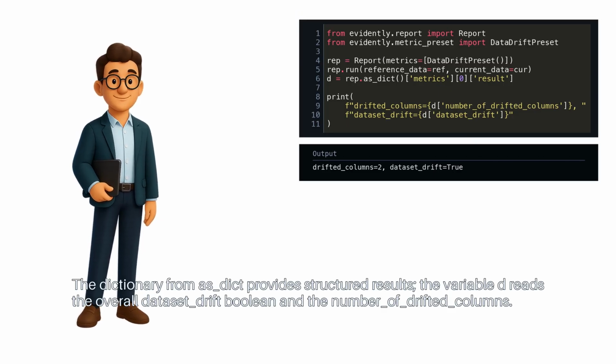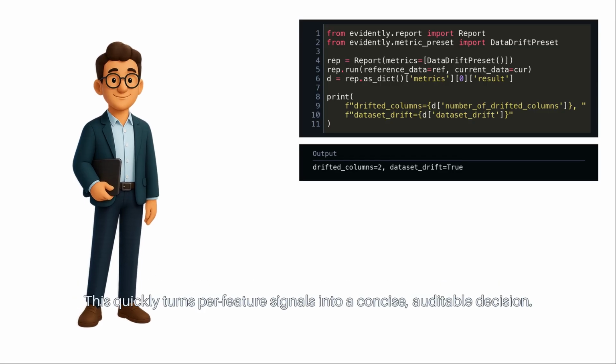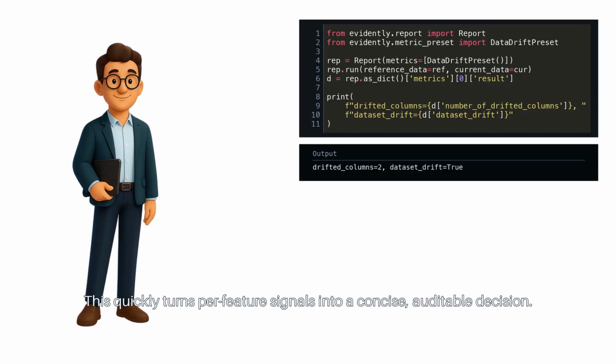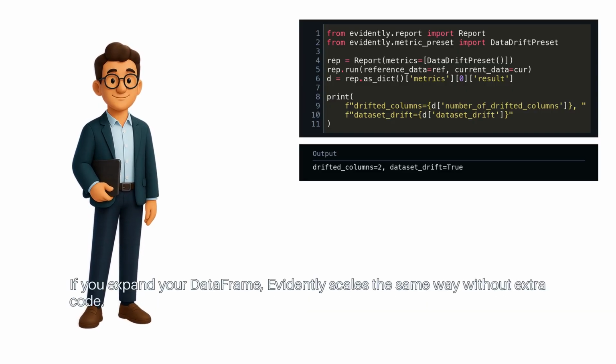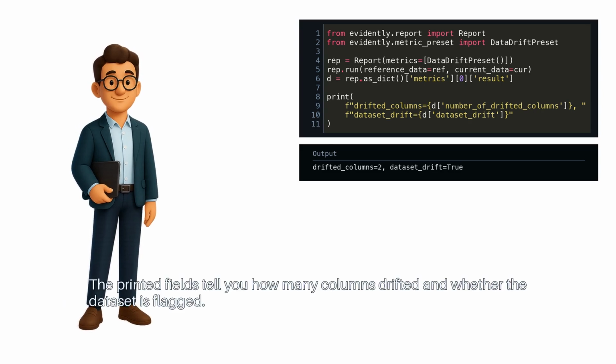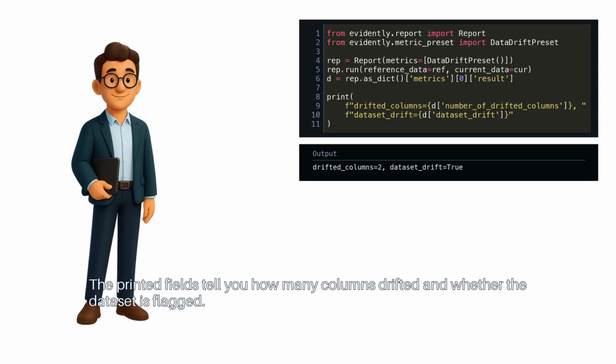The variable d reads the overall dataset drift boolean and the number of drifted columns. This quickly turns per-feature signals into a concise, auditable decision. If you expand your data frame, evidently scales the same way without extra code. The printed fields tell you how many columns drifted and whether the dataset is flagged.